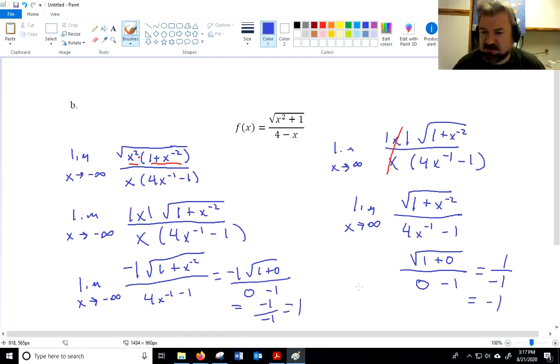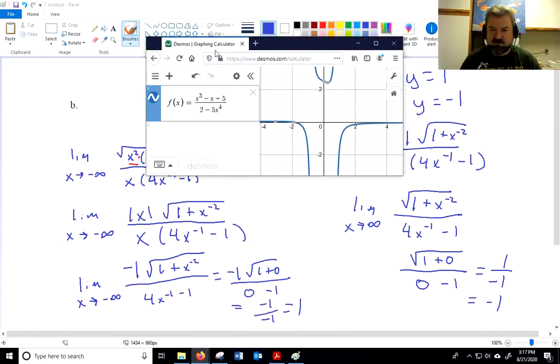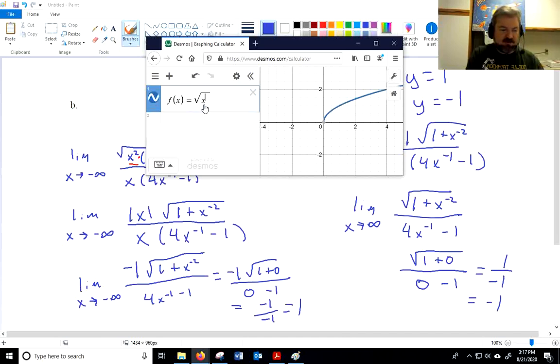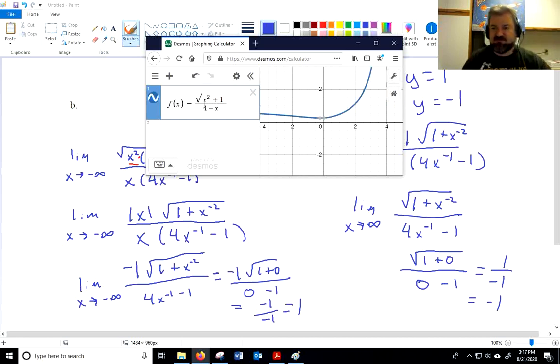So, again, with that square root, it gives us two different horizontal asymptotes. Let me just write that up here. We have a horizontal asymptote at y equals 1 and at y equals negative 1. Let's check that on our graph before we call it quits. So this was the square root of x squared plus 1 over 4 minus x.